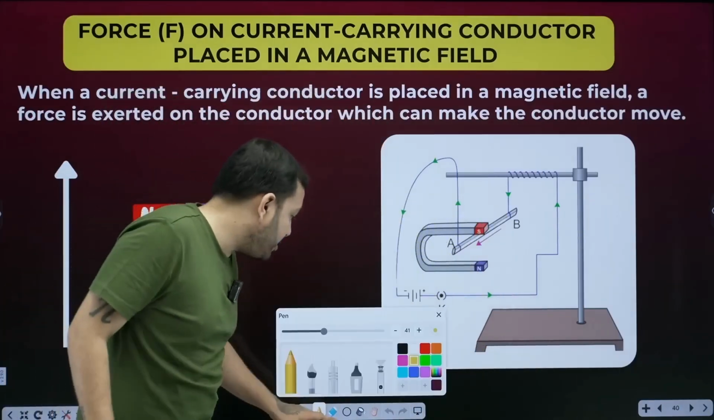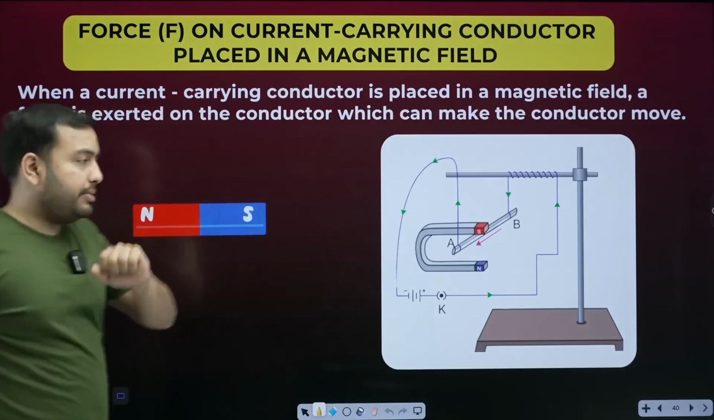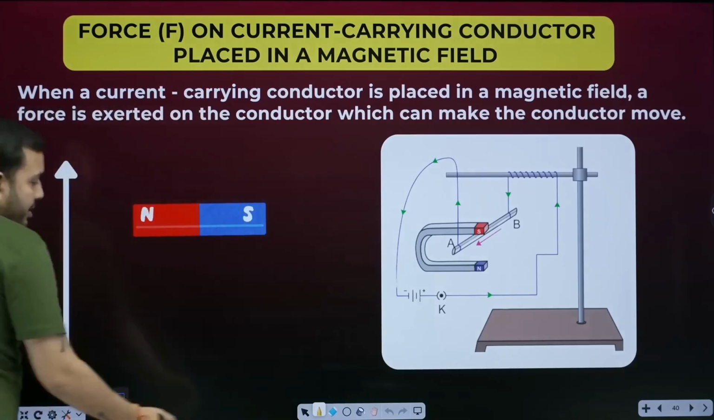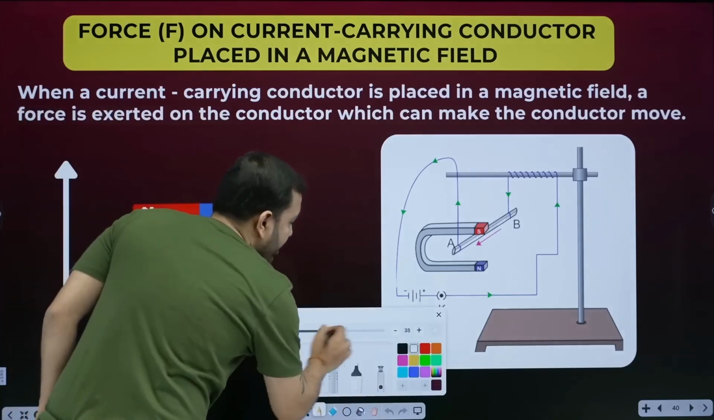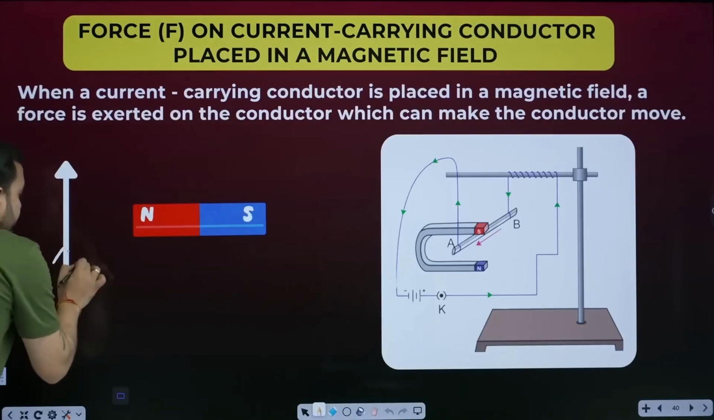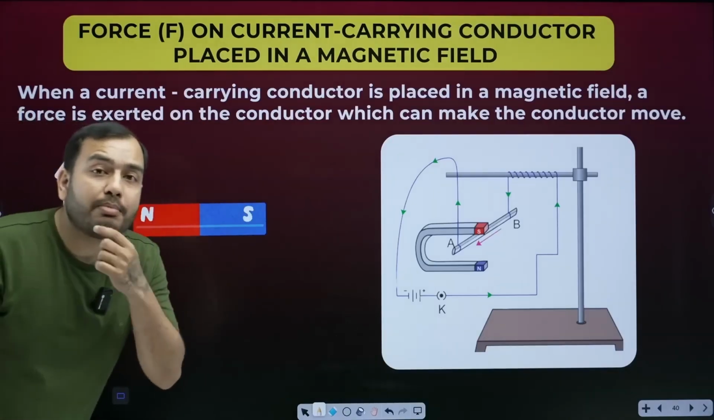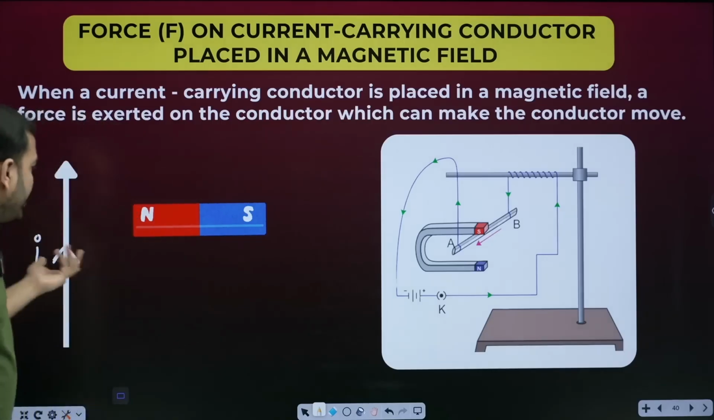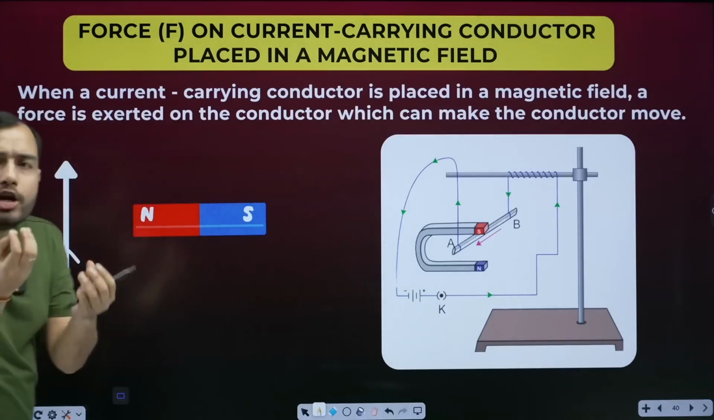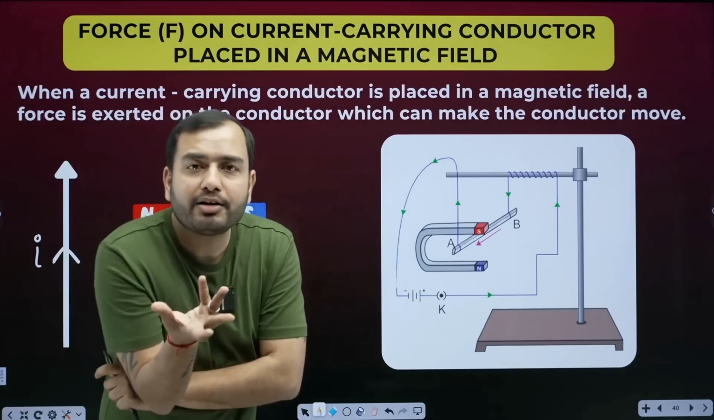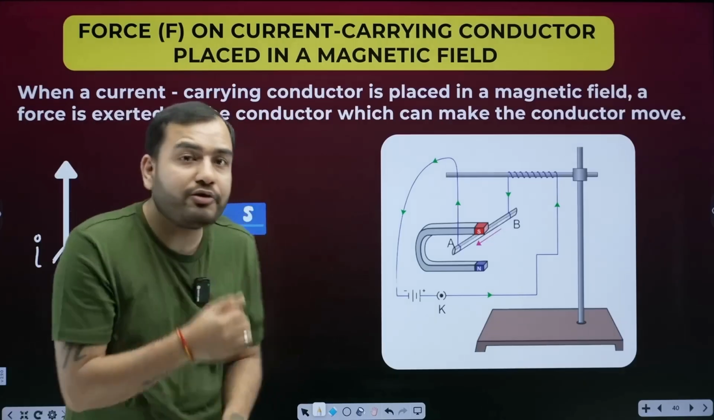Now the story moved a little forward. We know that if this is a current carrying wire, with current flowing in it, will it create a magnetic field around itself? What does a current carrying wire create? A magnetic field. Current is also a magnet, with a magnetic field around it.